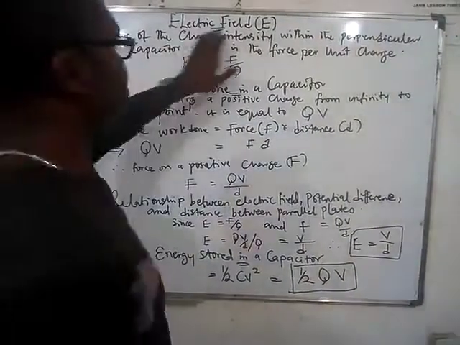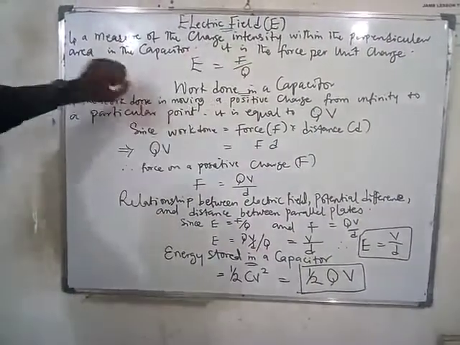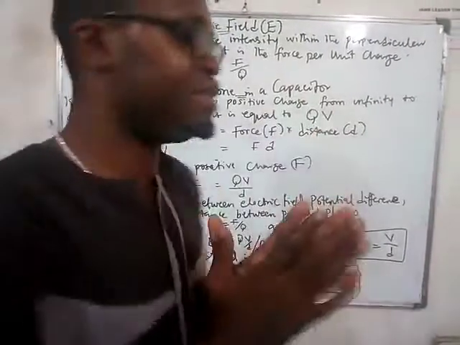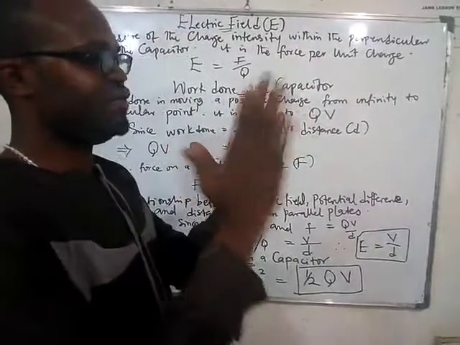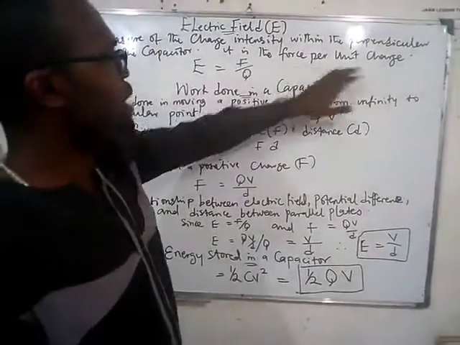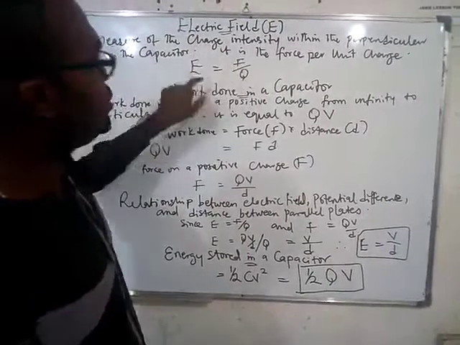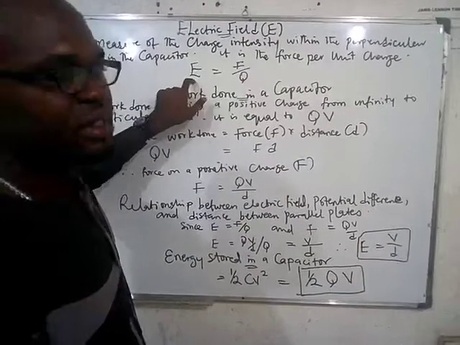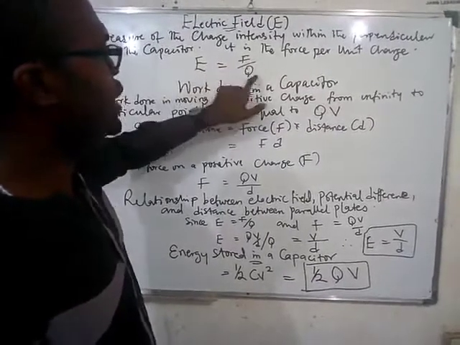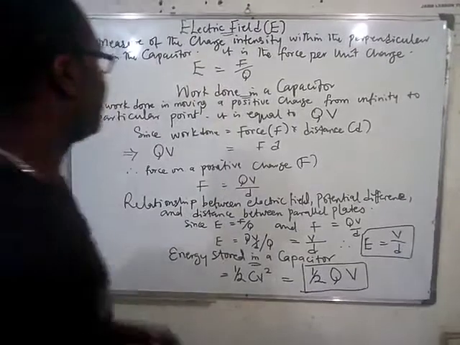Number one is the electric field in the capacitor, which is simply the measure of the intensity of the charge in the capacitor. It is simply the force per unit charge, F over Q. The electric field in the capacitor is simply represented as force over quantity of charge, F over Q.